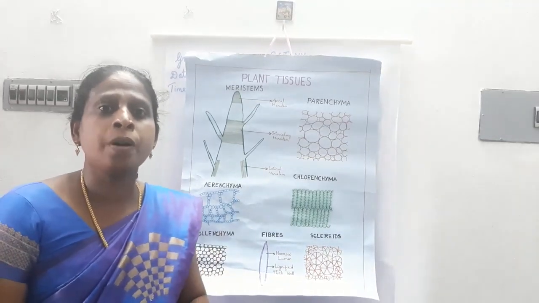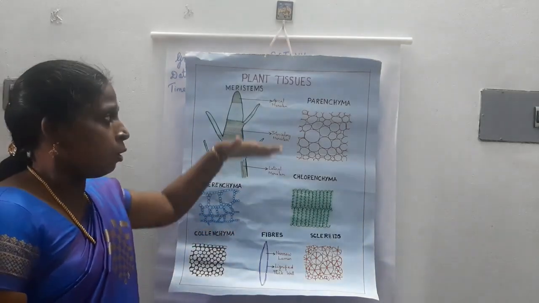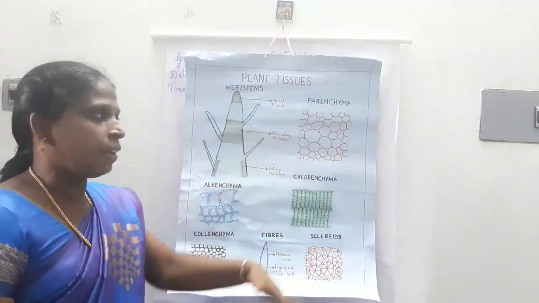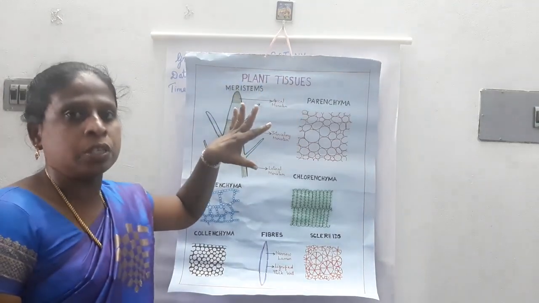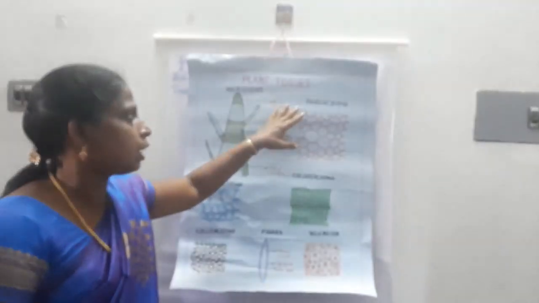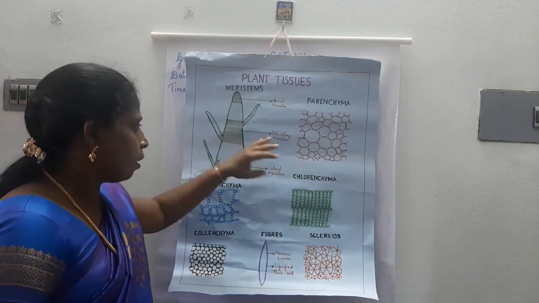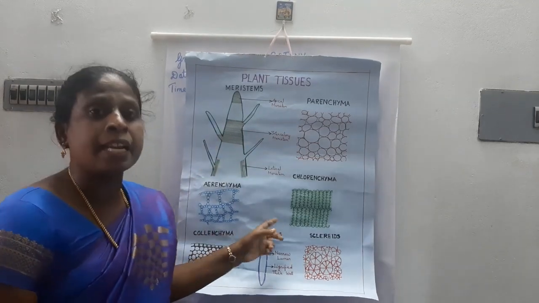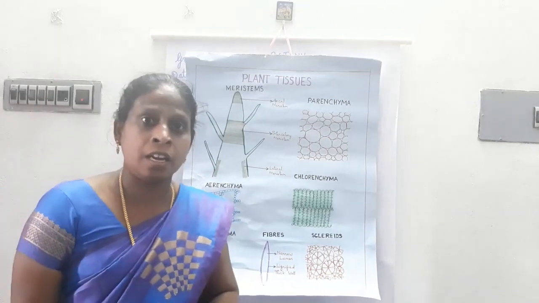They are simple permanent tissue and complex tissue. This and all you are learning in 9th standard, just we can recall it. Okay. So, the simple permanent tissues. These simple permanent tissues are classified into three types. They are parenchyma, collenchyma and sclerenchyma.